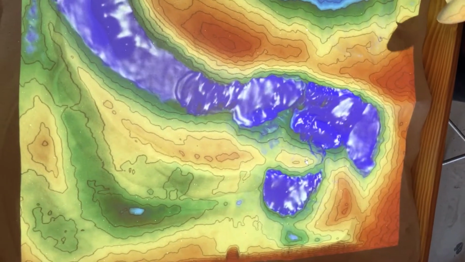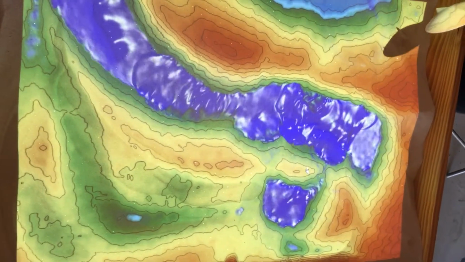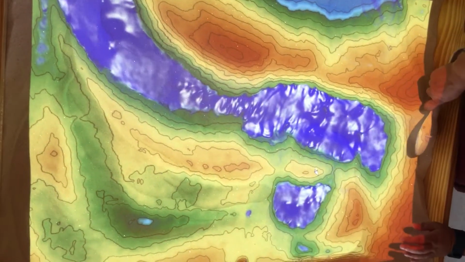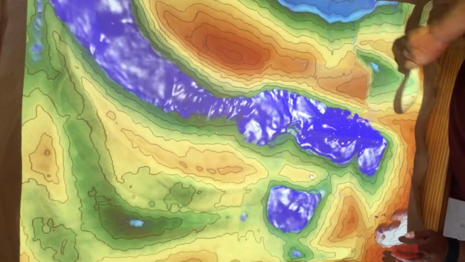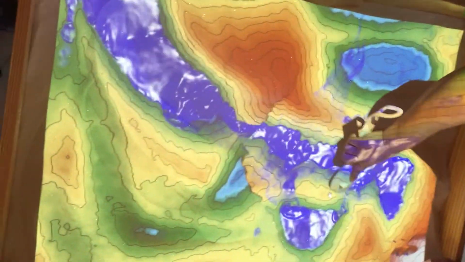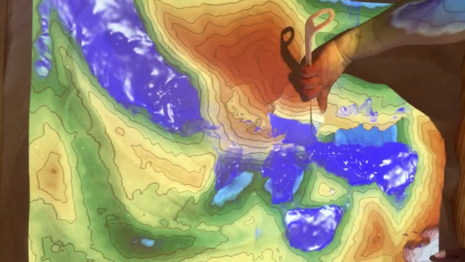Now, the one thing this simulation does not do is it does not explain erosion. So if you have a really tall mountain, let's do our island in the center of the thing.